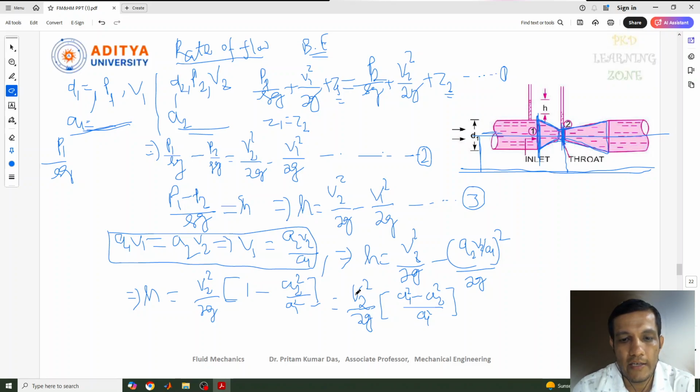If you want to write in terms of velocity, suppose you want to write it in terms of velocity, I can write V2 square equal to, just take all these terms to the other side, the left hand side. So what will we get, 2gh, bracket start again, we can write A1 square by A1 square minus A2 square, bracket close.